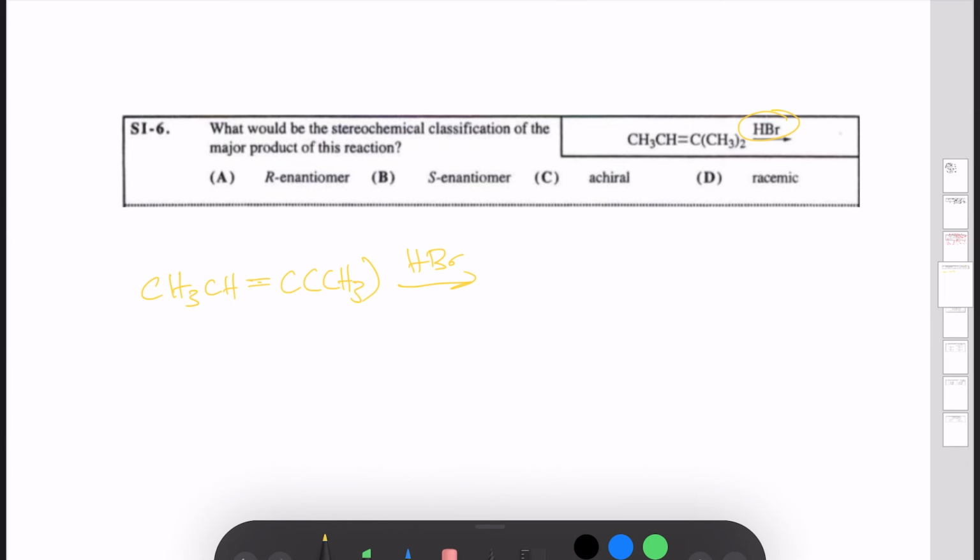So by Markovnikov's rule, we need to add the hydrogen to the side of the double bond that has more hydrogens, and in this case that would be the left side because that carbon is attached to 1 hydrogen, while on the right side this carbon is only attached to 2 methyl groups. So the hydrogen is going to be on the left side, and the bromine, on the other hand, will be on the right side. And if we take that into consideration, applying Markovnikov's rule, we get the following product.